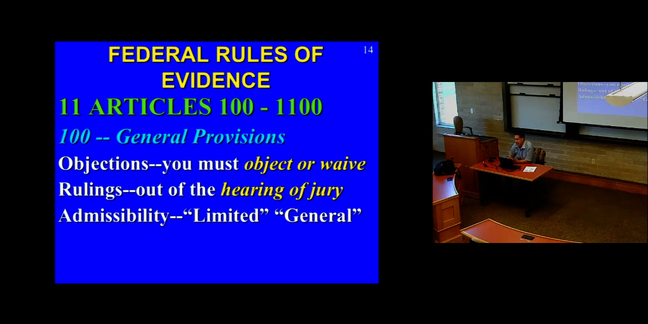Easier examples would be, say, Rule 407, subsequent remedial measure. You can't use the fact that someone did a repair afterwards to show that they were negligent. That would be the inadmissible purpose. But the limited purpose might be if the defendant is trying to say that they didn't have control over the area, and you want to show that they fixed the problematic area. Then you could use it for the limited purpose of showing ownership or control. So that's under Rule 105.